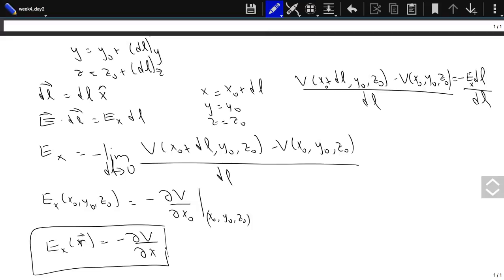Well, I can do the same thing for taking dl in the y direction or in the z direction. The derivation will be just identical. So Ey is just minus dV by dy, and Ez is minus dV by dz. So given the potential, we can calculate the electric field, all of its components or its magnitude and direction, whatever you want.